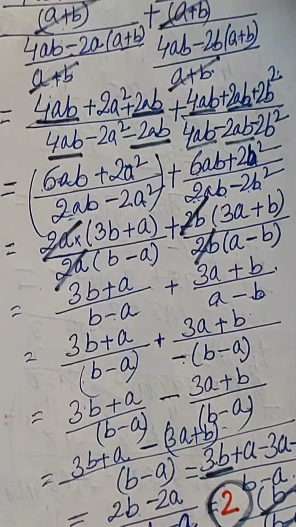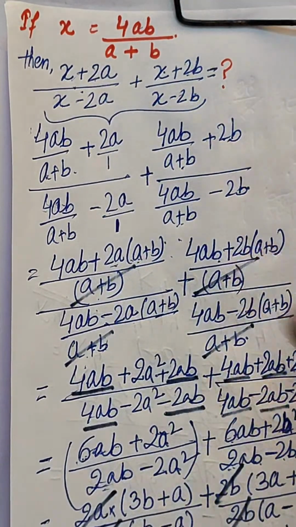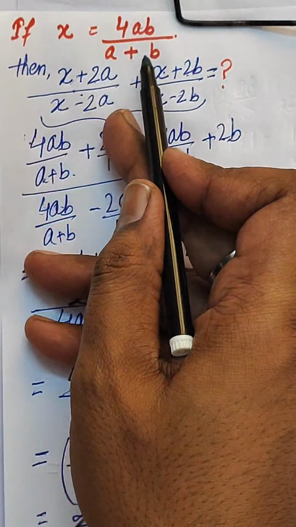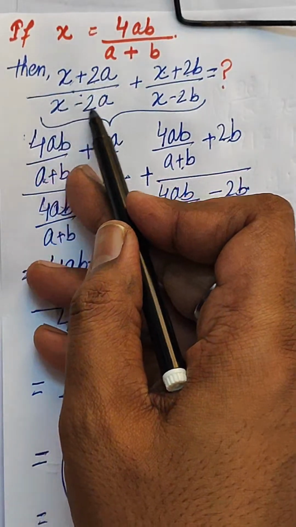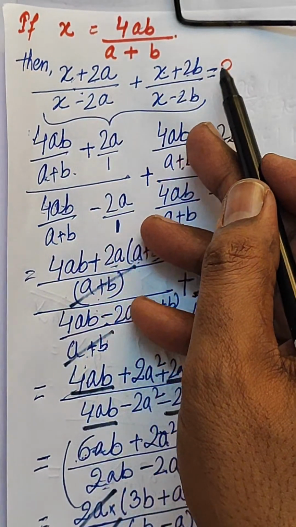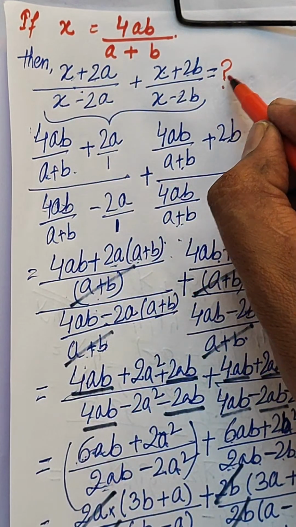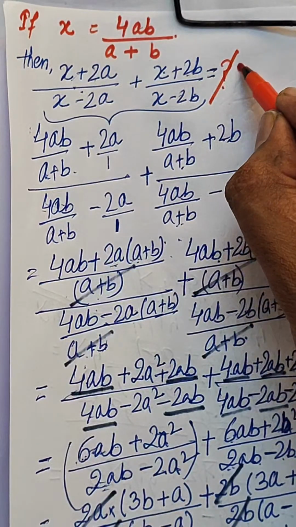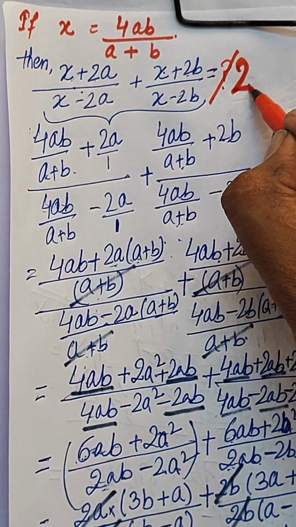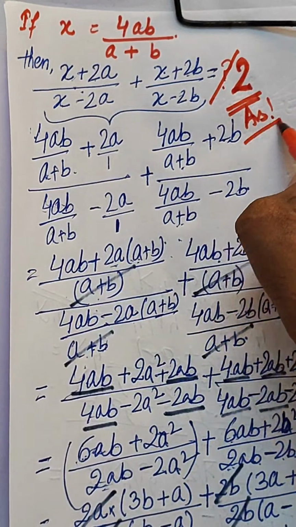So the value of the given question, it was given that if x equals 4ab by a plus b, then x plus 2a by x minus 2a plus x plus 2b by x minus 2b is equal to what? We have already solved it. Now b minus a cancels out and we have our value with us. This is equal to 2. And this is our answer, students.